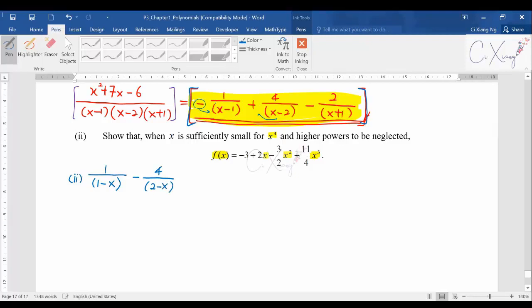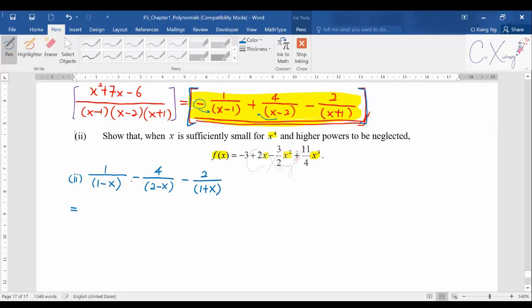So this is the first term, and this is the second one. I hope you understand what I am doing. I take out the negative, so the bottom part becomes 2 minus x, and the positive here becomes negative because I took the negative out. Then for the last one, I will just write negative 2 over 1 plus x. This is to ease my steps later.